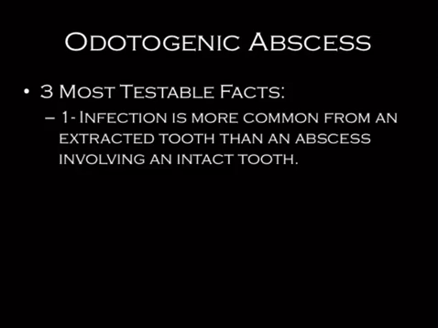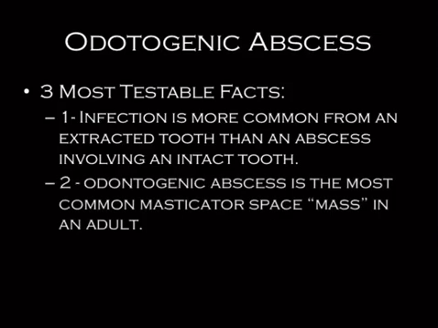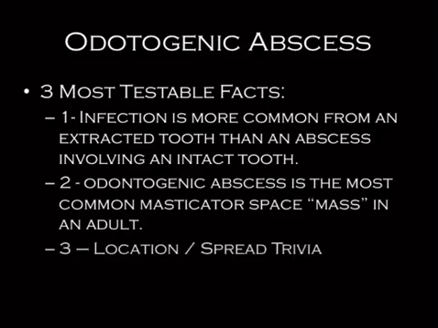The next thing is that I mentioned this before. In an adult, the most common mass in the masticator space is an odontogenic abscess. In a kid, you may be thinking about some rhabdomyosarcomas or something like that. It's less common in kids to have a mass in the masticator space. And then three is the way that these things locate and spread. So let's talk about that.